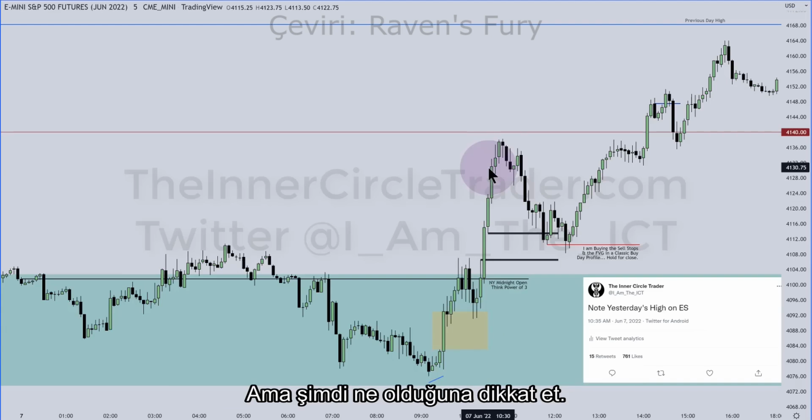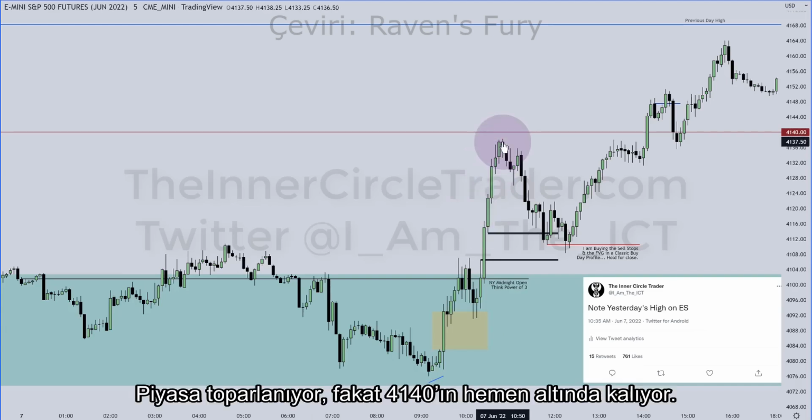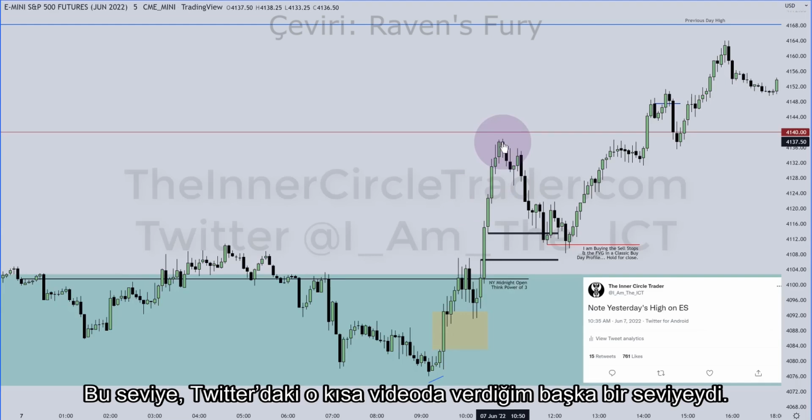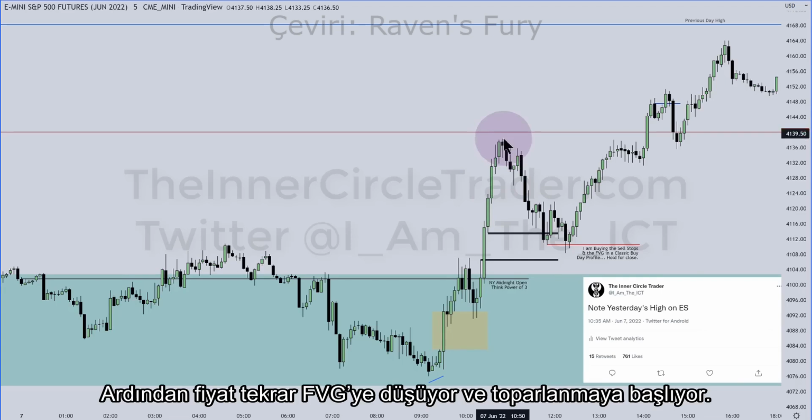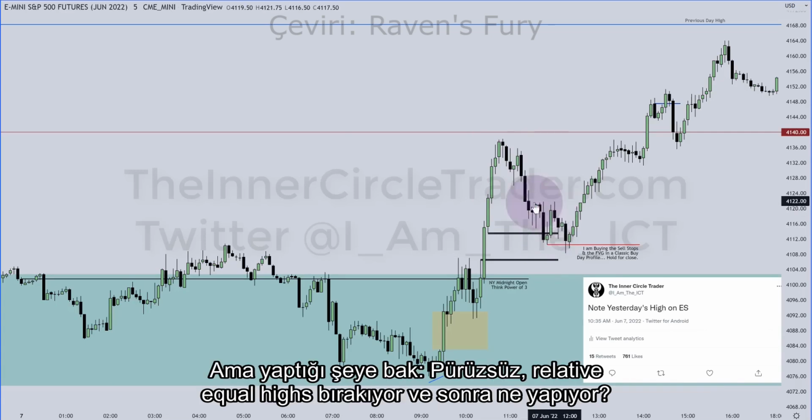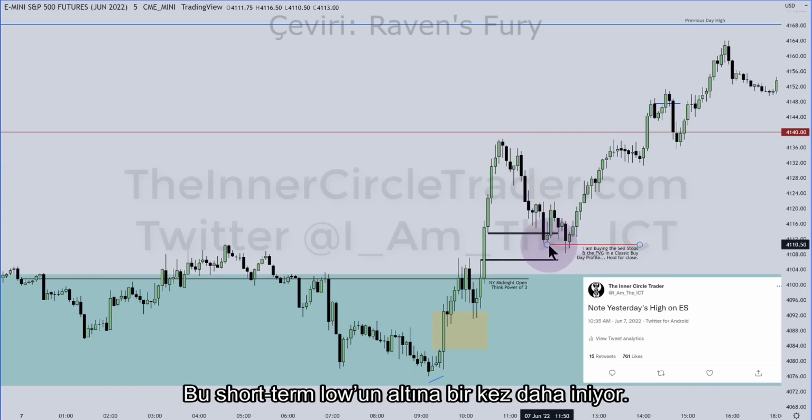But now watch what's happening. The market rallies up, falls short of 41.40. That was another level I gave in that little stinger video on my Twitter feed. So I'm going to encourage you to go over and check that out. And then it drops down into the fair value gap, starts to rally, but look what it does. It leaves these smooth relative equal highs. And then does what? Drops once more below that short-term low.